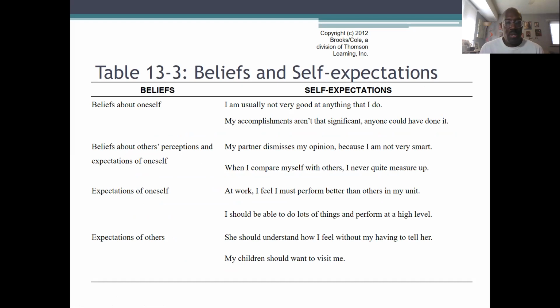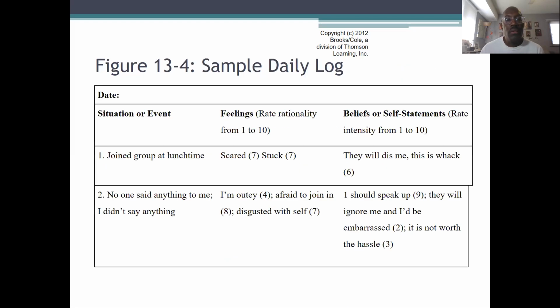So it's about really helping clients sort through what they actually are. And once we understand them, then we can start to look at how we can focus on changing them. For example, here's a daily log where a person is trying to join a group at lunchtime, and they're rating themselves in terms of how they feel. Are they scared? Are they stuck? And then what are the beliefs or statements that support that behavior?